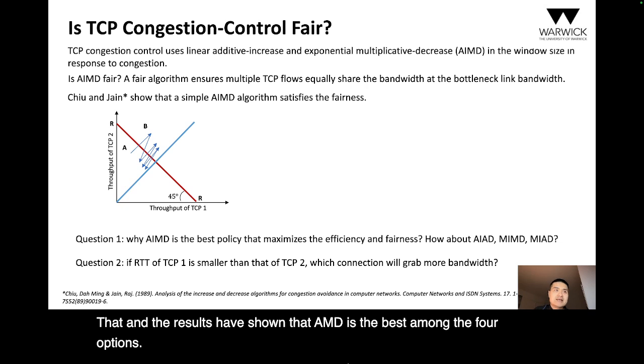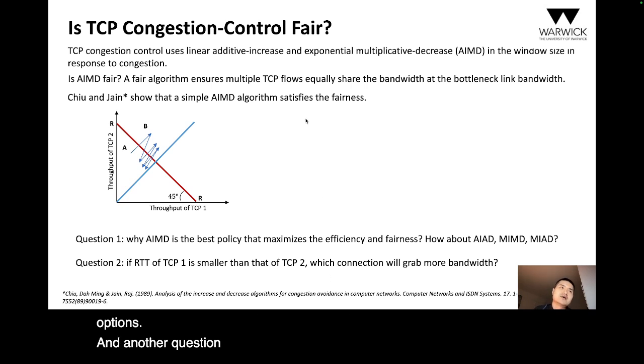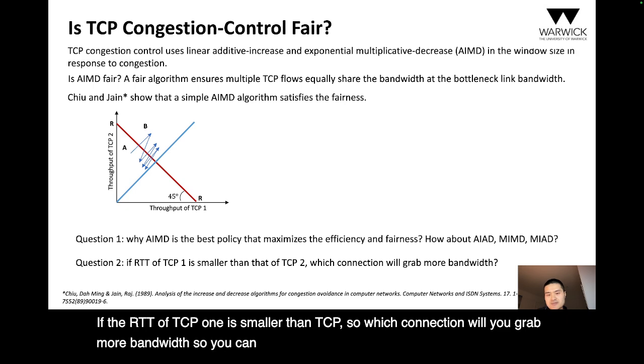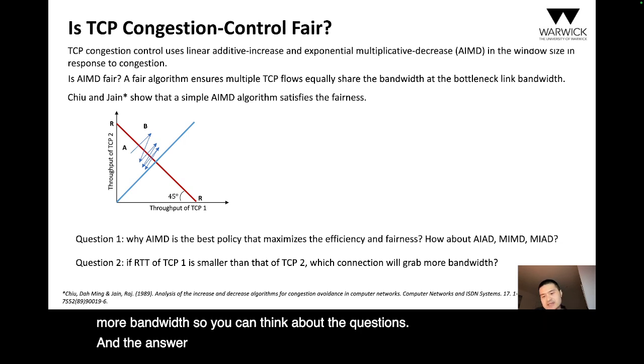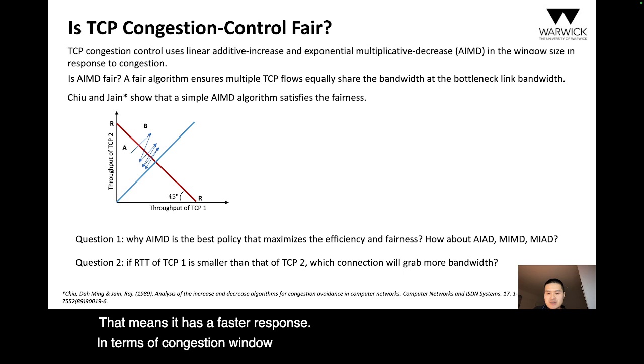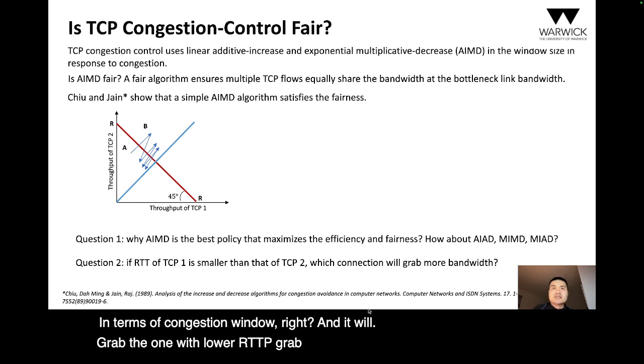Another question is, if the RTT of TCP1 is smaller than TCP2, which connection will grab more bandwidth? You can think about the question. The answer is, in practice, if the RTT of TCP1 is smaller, that means it has a faster response in terms of congestion window, right? And the one with lower RTT will quickly grab more bandwidth.